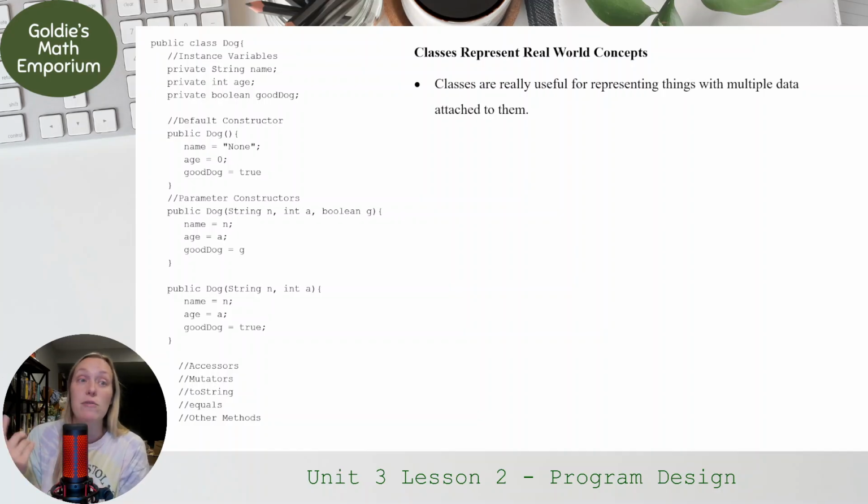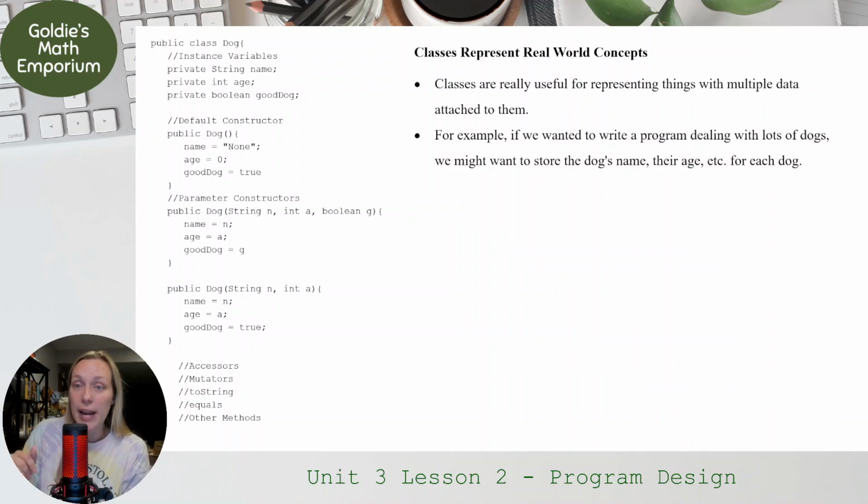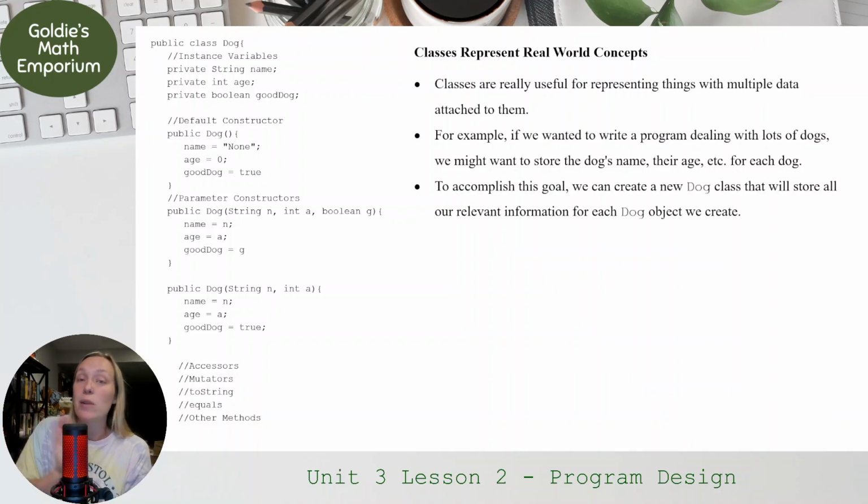So dogs have names, ages, if they're a good dog or not, and many, many more pieces of data that we could add to each individual dog. Okay. Now, to accomplish this goal, to handle all of this data, we use classes. A dog class stores all of the relevant information for each dog object that we create.